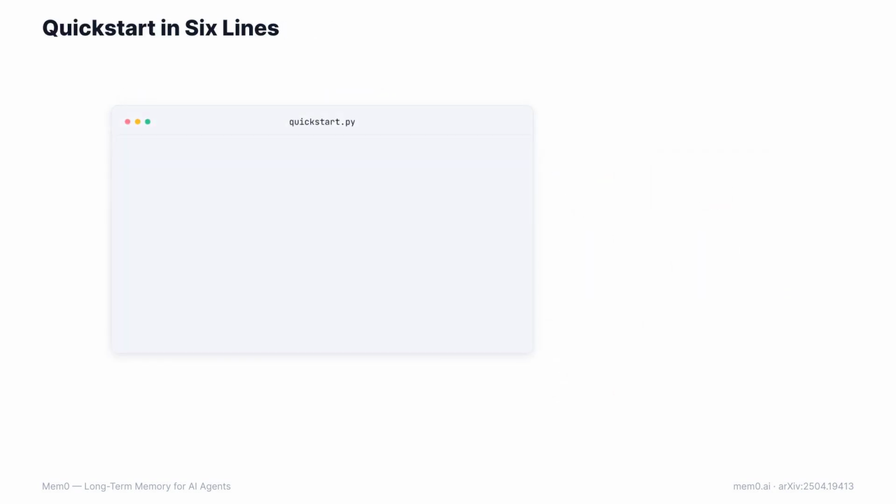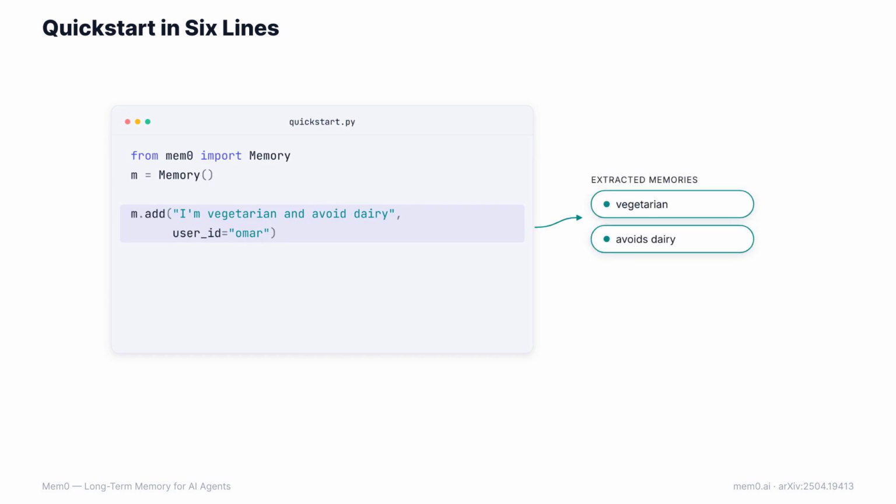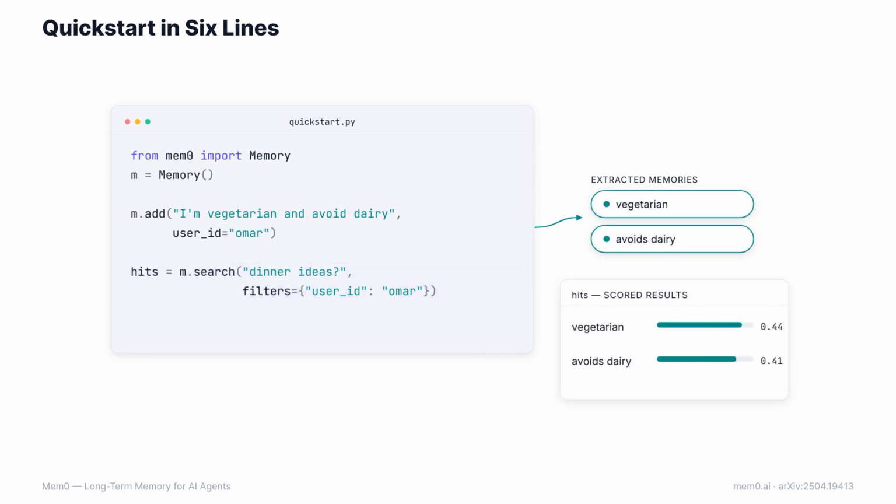Here is the whole Quickstart. Import memory and instantiate it. With defaults, it uses OpenAI and a local Qdrant. Call add with a message and a user ID. Mem0 extracts the facts for you. Later, call search with a question and the same user ID inside filters, and you get back scored memories ready to drop into a prompt. 6 lines, and your agent remembers.